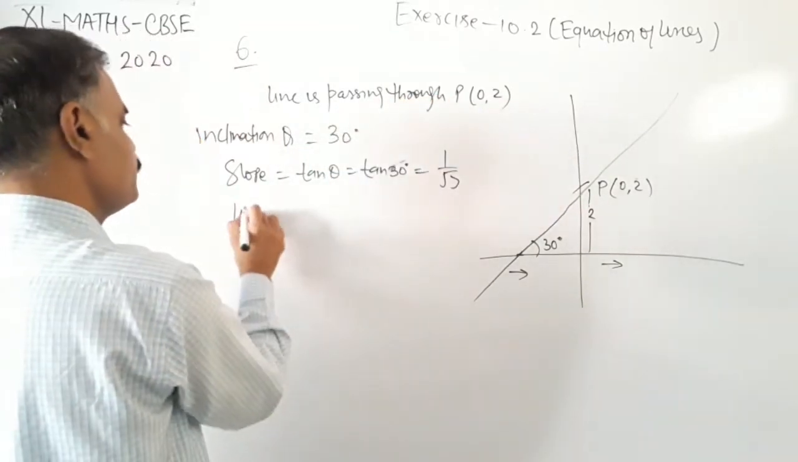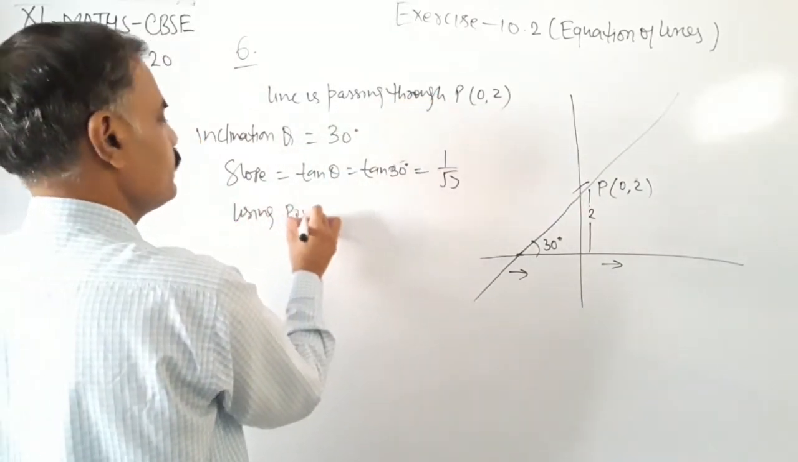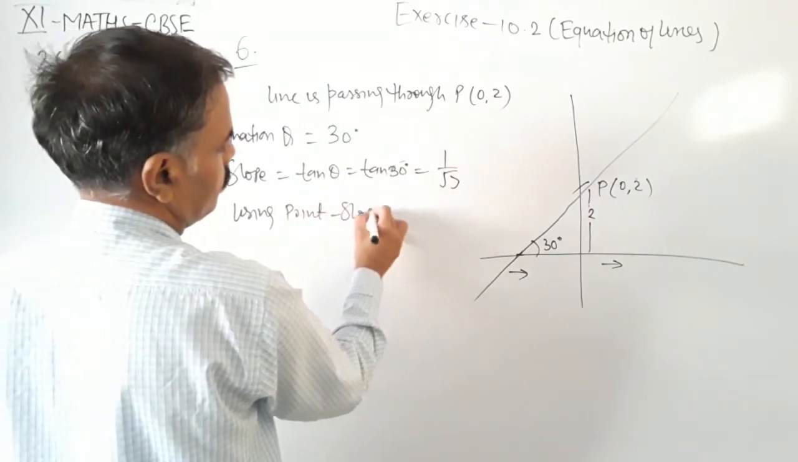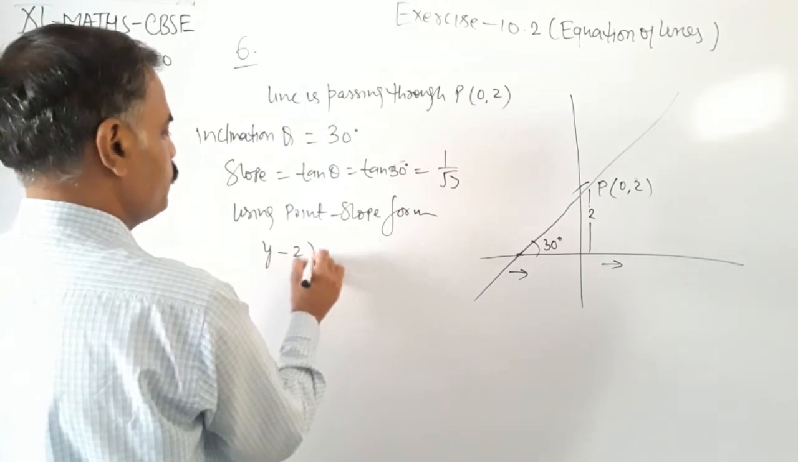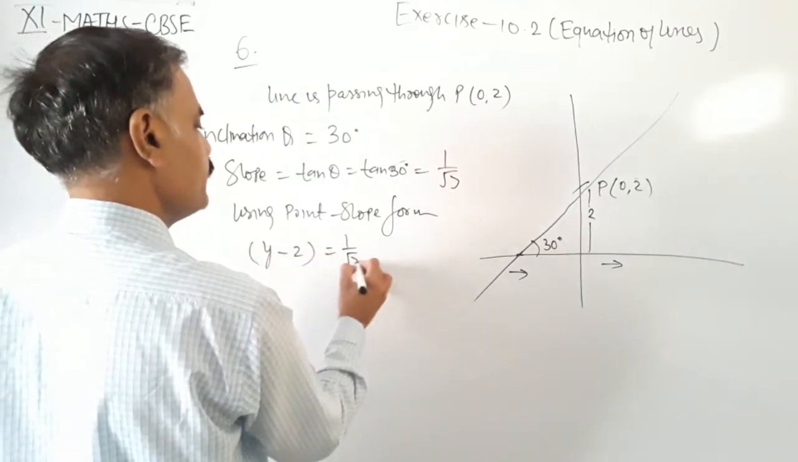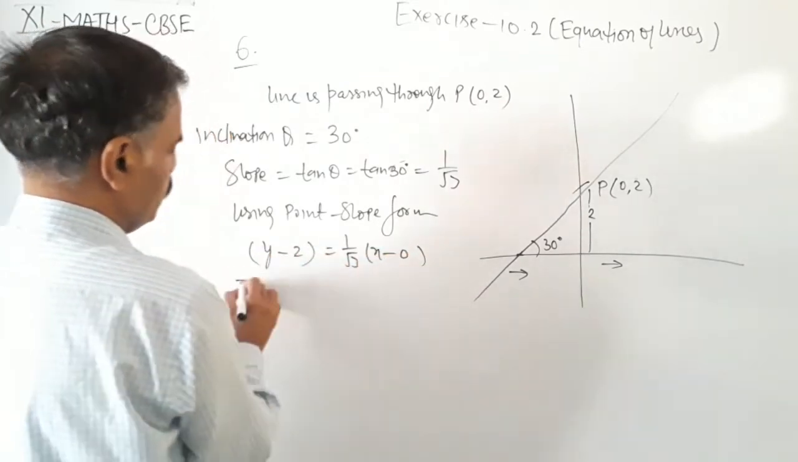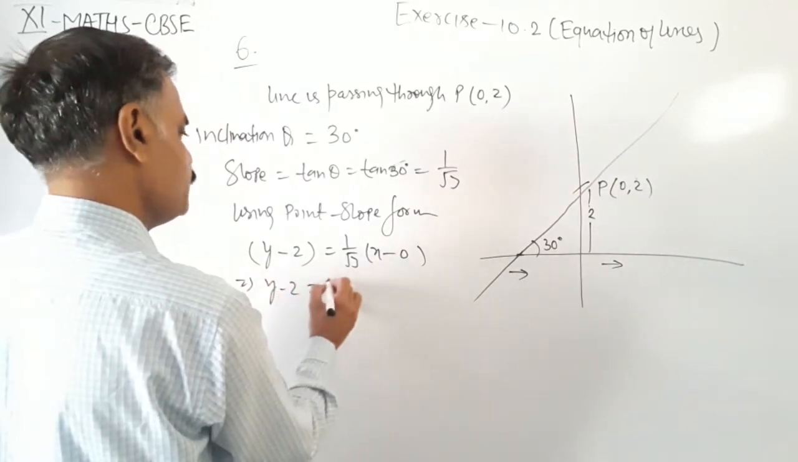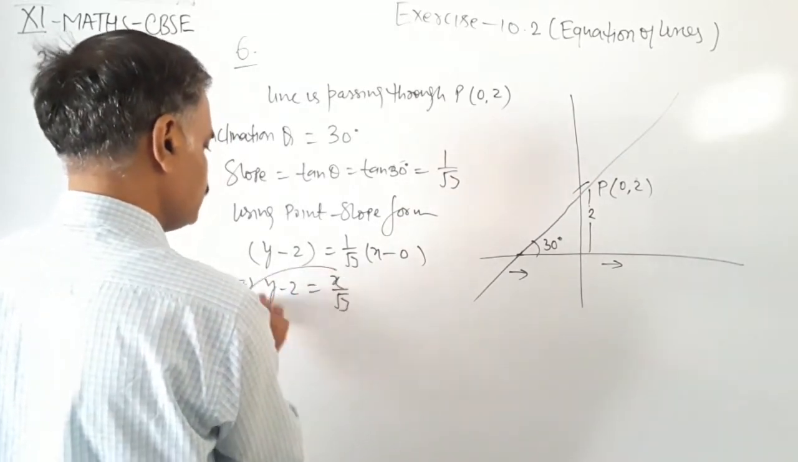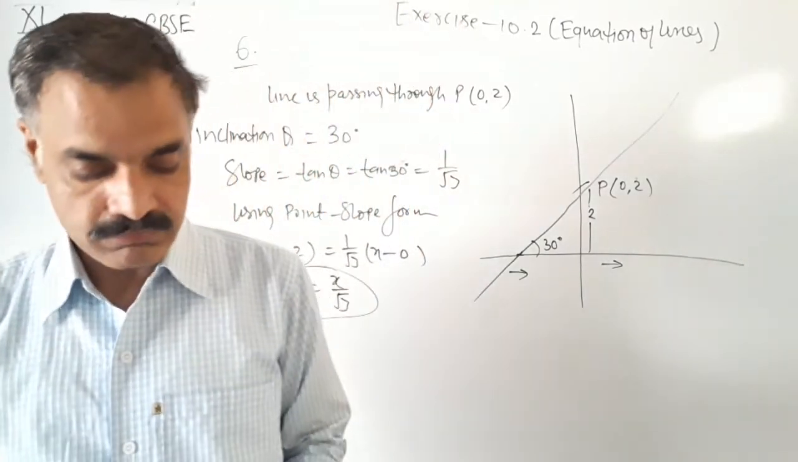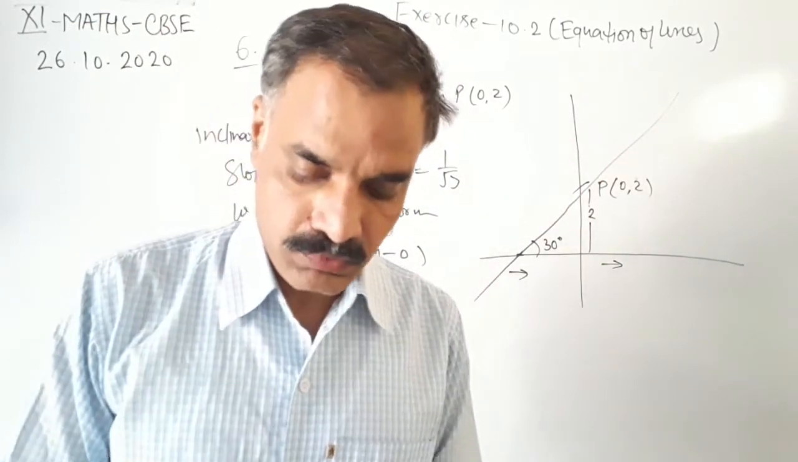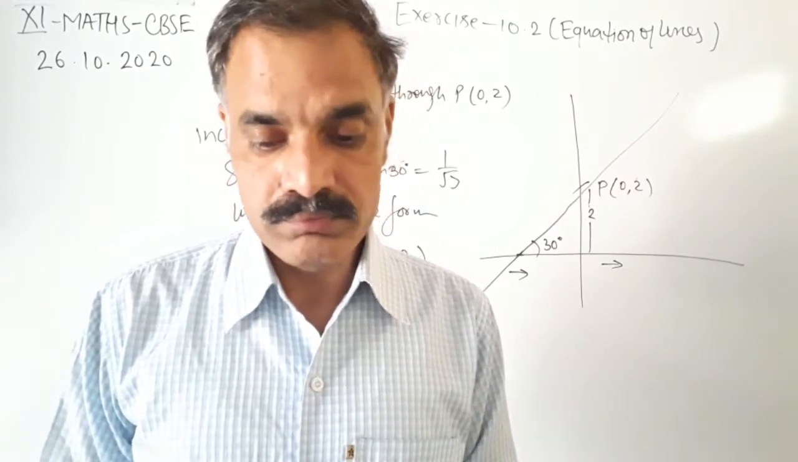So using point slope form, equation of line is y minus y1, that is 2, is equals to slope 1 by under root 3 into x minus 0. So y minus 2 is equals to x by under root 3. This is the equation of the line by the given information. Now we have to solve.